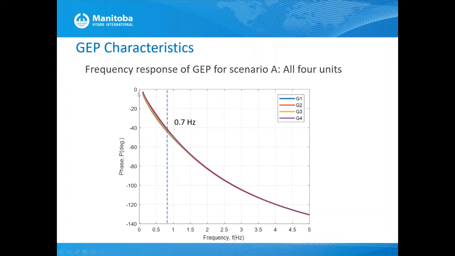You can see in the vertical axis we show the phase lag. The negative sign shows the lag phase, and on the horizontal axis we have frequency, about 0.1 hertz to 5 hertz.